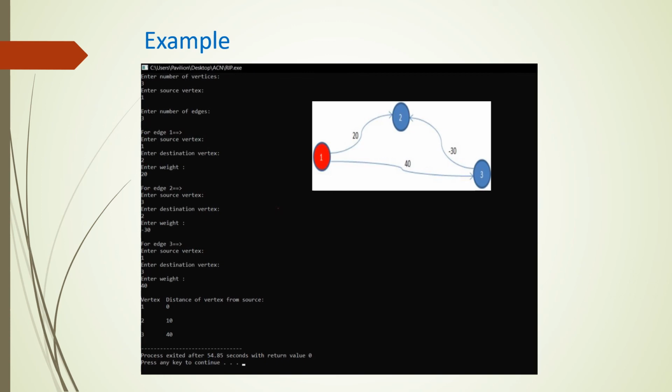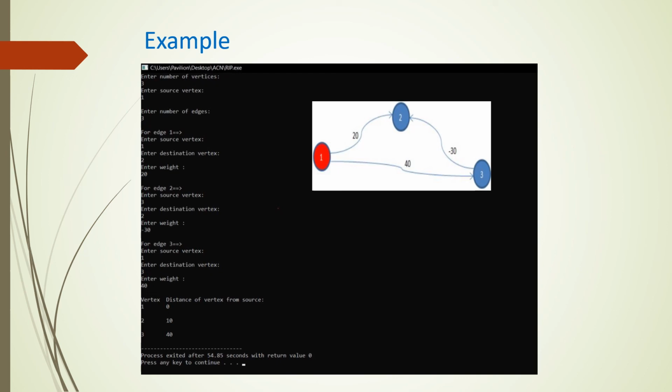So in the output, you can see the vertices number and distance of vertex from source. So 1 is source itself, so as per the algorithm, its shortest path will be 0. For the second vertex, you can see there is an edge that is having the weight 20, but there's an alternate path also available via 3.